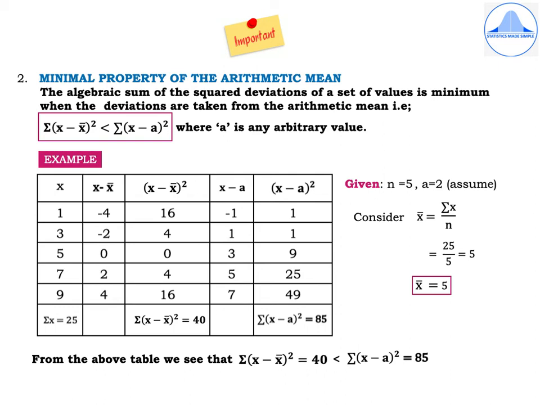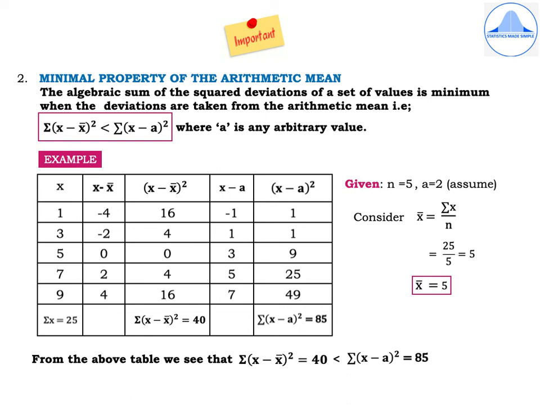As the given data is raw data, if we calculate x bar with the formula summation x by n, that is 25 by 5, we get x bar as 5. So in the second column in the table, find out x minus x bar, which is minus 4, minus 2, 0, 2 and 4. In the third column, find out x minus x bar the whole square. So square each value in the second column. So you get 16, 4, 0, 4 and 16. So it adds up to summation x minus x bar whole square is equal to 40.